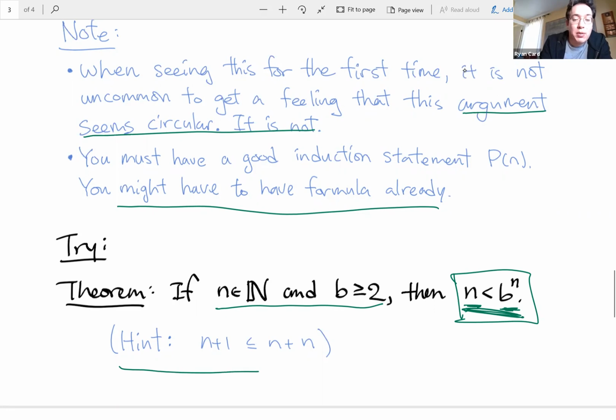I've provided you with a hint just from my experience. This hint helps some students get to the right place. So you can keep that in mind. You can ignore it if you want to. I want you to pause the video and try it out and see if you can do it on your own. If not, I will show you one way to do this in about 5 seconds. So go ahead and try.